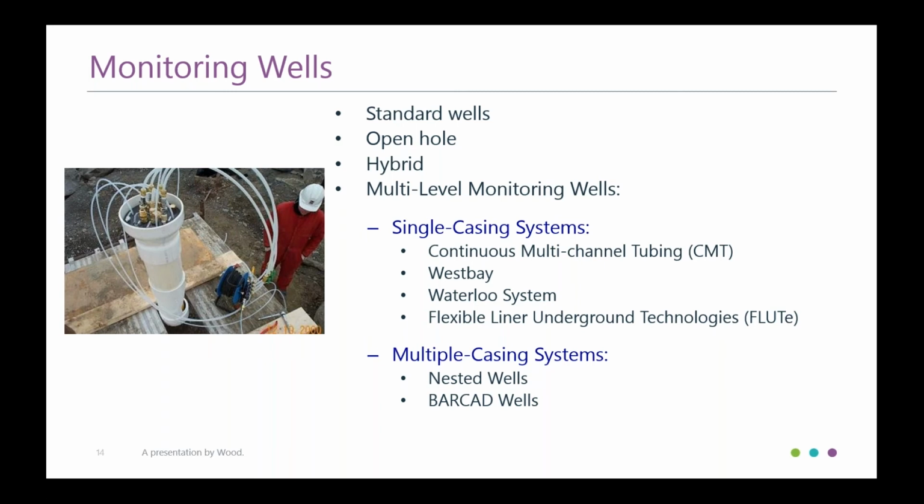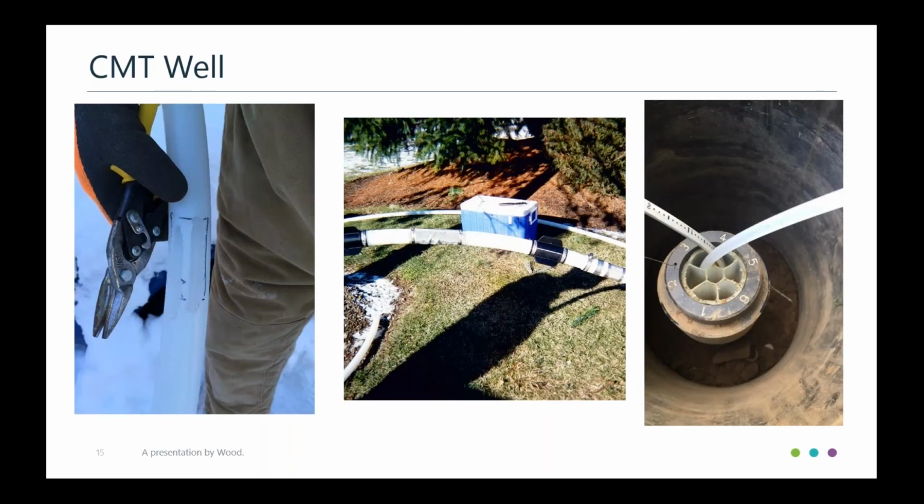Get the continuous multi-channel tubing, which I've used on a couple of sites, West Bay, Waterloo, Flute, and then multiple nested wells and barcade wells. So I'm not going to get into a lot of detail on that, but here is one example. This is the CMT well, the continuous multi-channel tubing. And you can see on the far slide, you have 7 openings in that well. It's one long tube. You can see in the middle that we've decided that's our screen length.